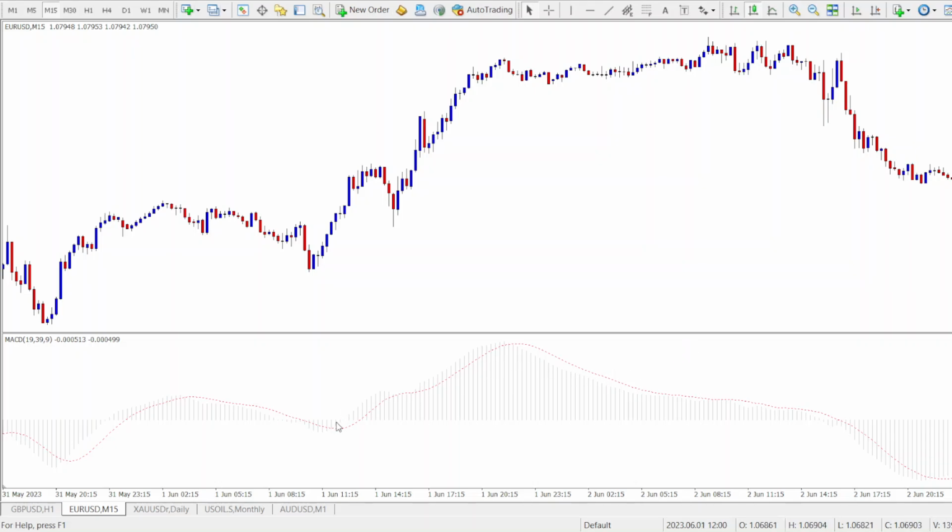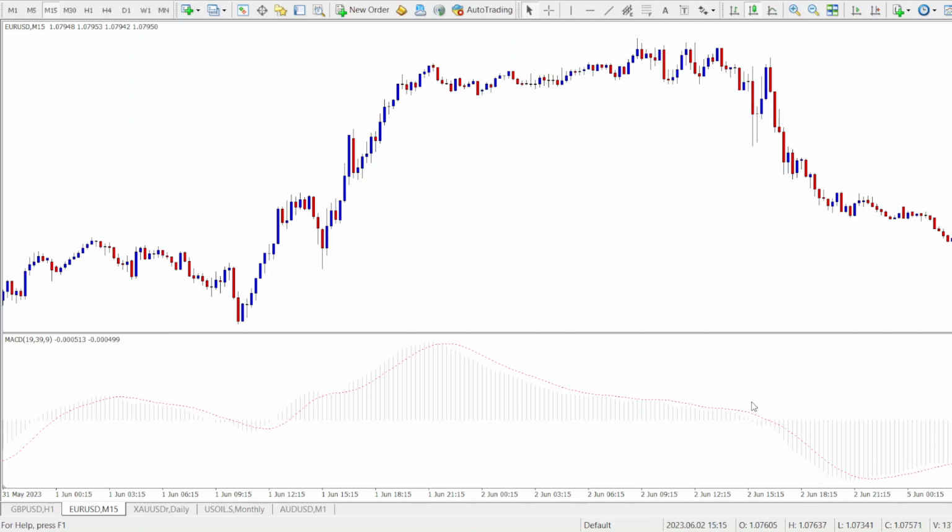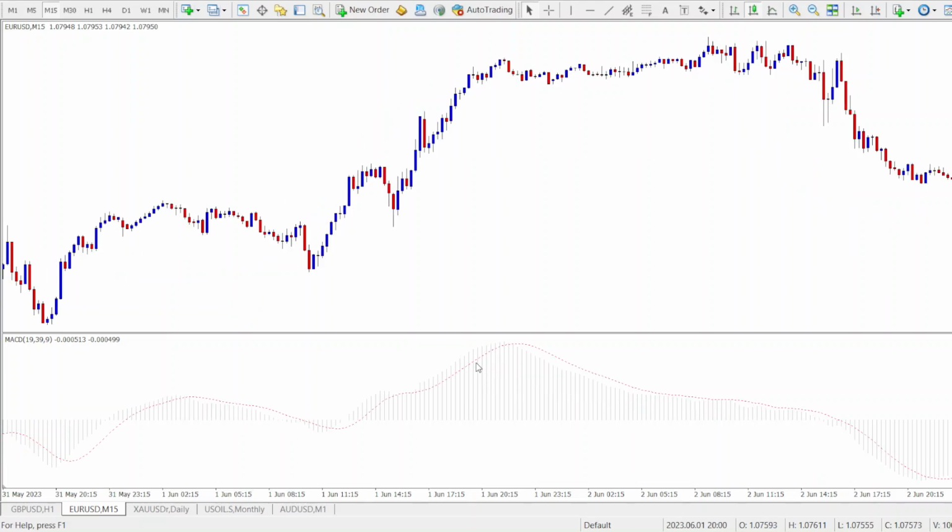Now, basically, when the MACD line crosses above the signal line or the zero line, as we can see here, it gives us an indication for a buy. And when the MACD line crosses below the zero line, it gives us an indication for a sell. Meanwhile, the histogram shows the distance between the MACD line and the signal line.